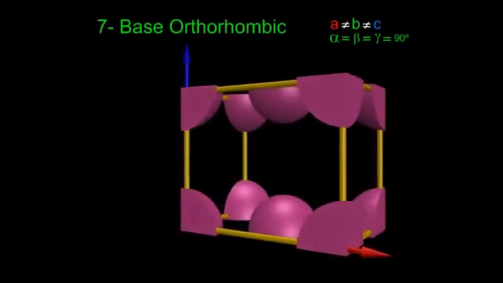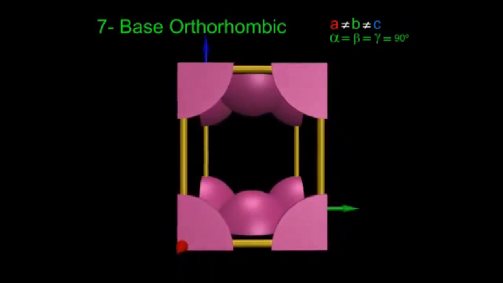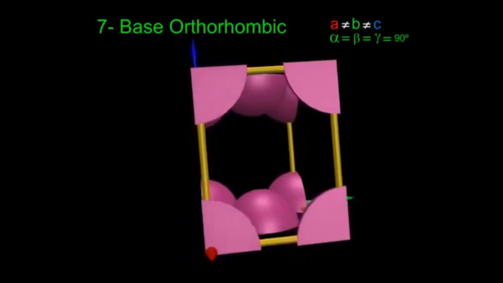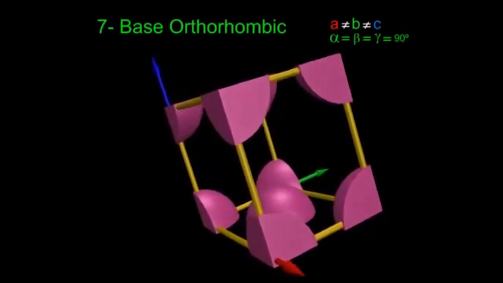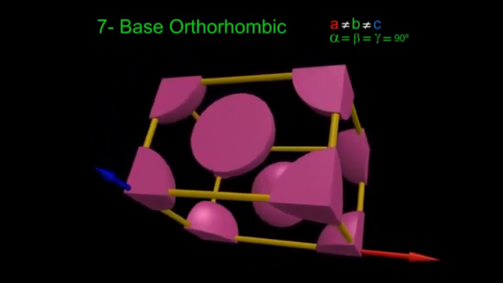It's another unit cell of orthorhombic. In addition to corner atoms, here we have two atoms, one in the bottom and other in the top. All sides are unequal. A is not equal to B is not equal to C, but all angles are equal to 90 degrees.